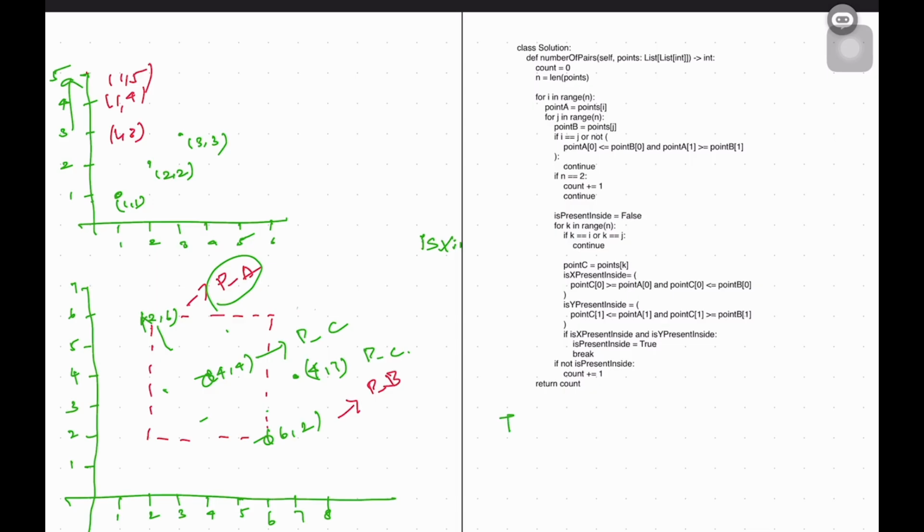Now let's take a look at the time complexity and space complexity. We are running 3 loops of order n, so order of n cube is the time complexity. And for space complexity, we are not using much other than 2-3 variables, so it will be order of 1.